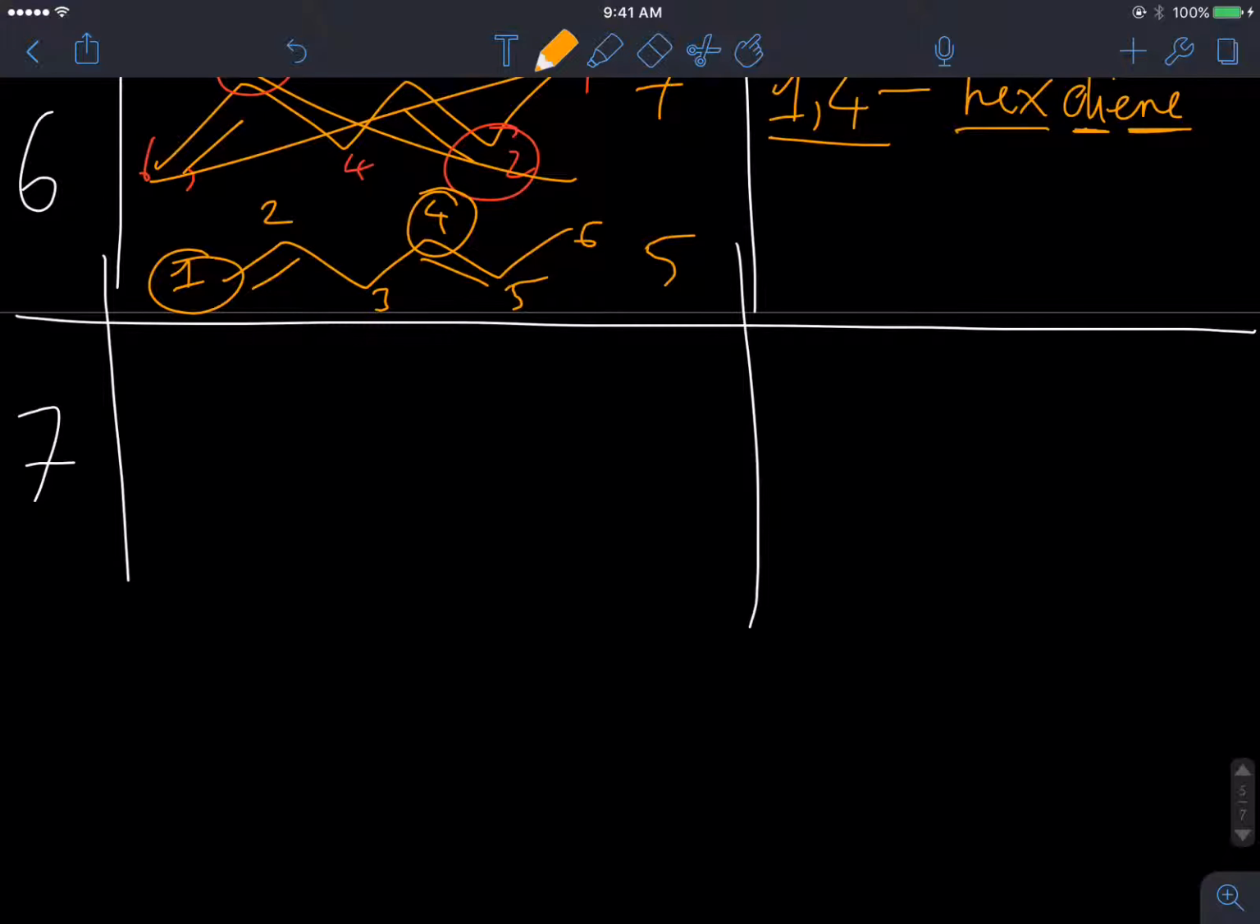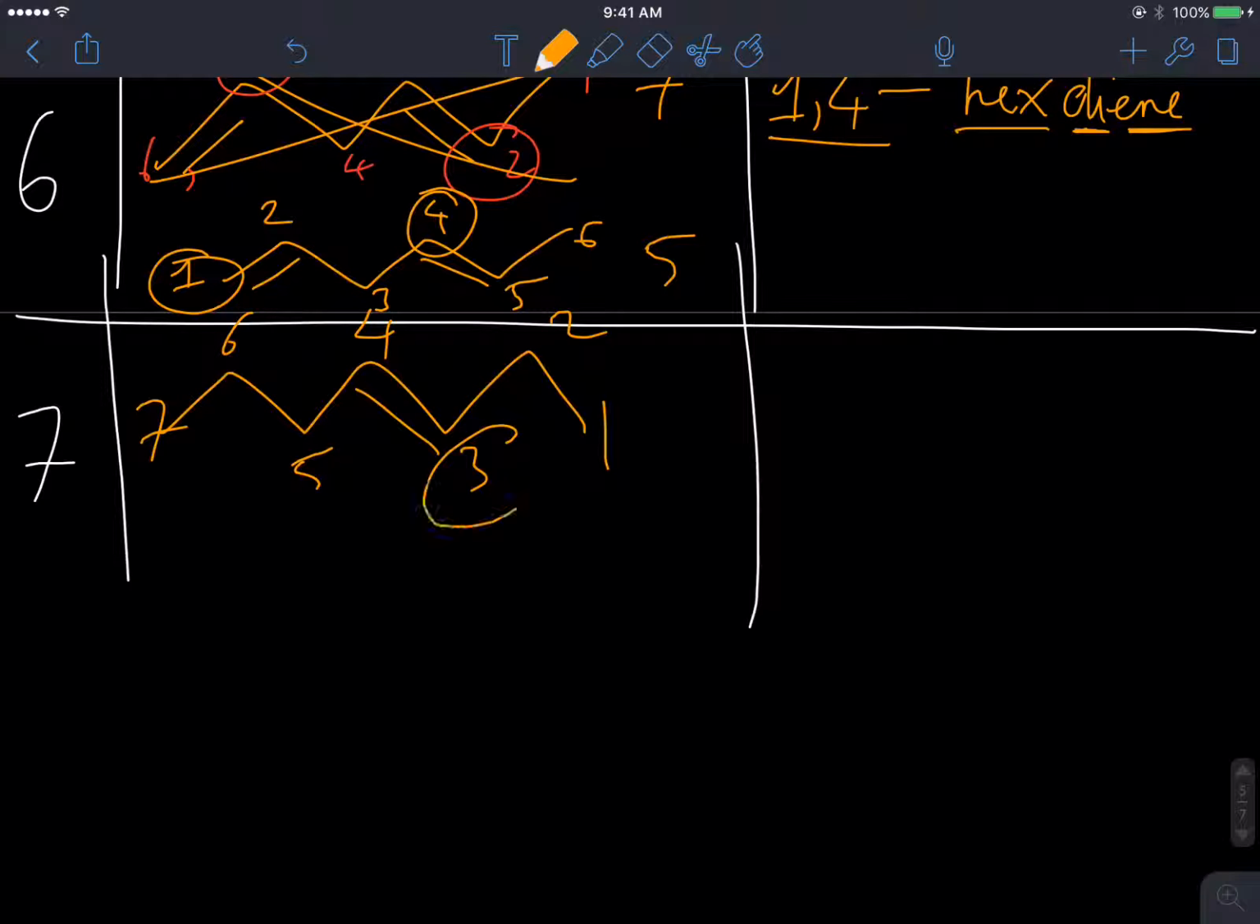How about 7 carbons? This one's pretty easy, right? What if we do 1, 2, 3, 4, 5, 6, 7, that's 5? Try the other way. 1, 2, 3, 4, 5, 6, 7. It's better, only 3. Smaller number, so it's better. We choose this way. So that's a 3-heptene. Ene means suffix. Hept means 7, and 3 is the location of the double bond.